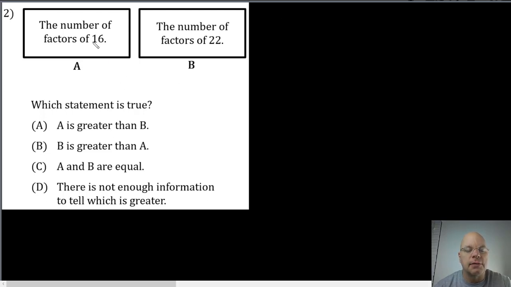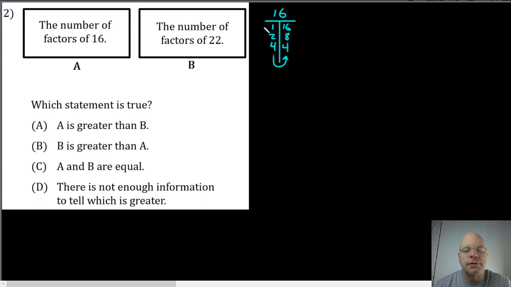So the quantity for box A is the number of factors of 16. And because it says factors, it doesn't say specifically prime factors, I'm looking for all the factors of 16. So we use a UT diagram for that. 1 multiplied by 16, 2 multiplied by 8, 3 is not a factor, 4 is a factor, 4 multiplied by 4, and there's my U.